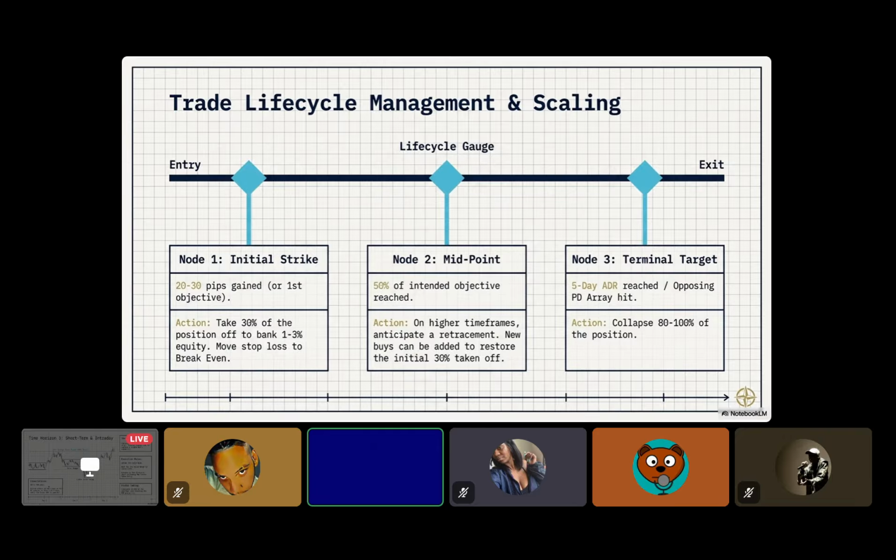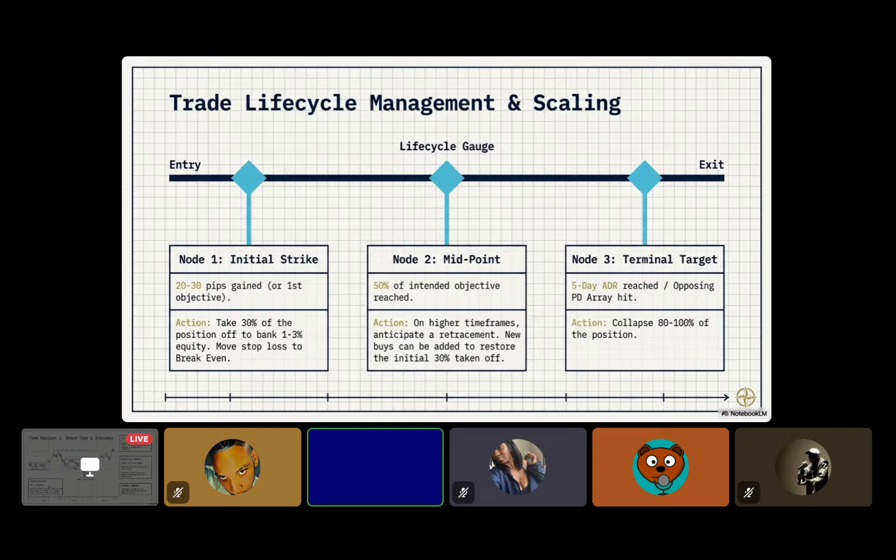Trade lifecycle management and scaling. So there's the entry, the lifecycle gauge, and then the exit, right? Once you get your initial strike into the trade, that's the 20 to 30 pips gained, or first objective. You want to take 30% of your position off to bank 1 to 3% equity, and then move stop loss to break even. This is an example, a reference. I don't do this one specifically, but you could do this and you can make your own.